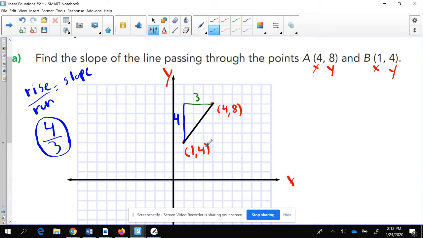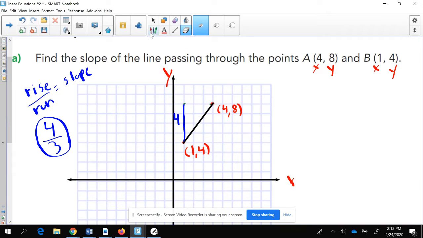How can you use these numbers here, 1 and 4 and 4 and 8, and how can you see the relationship between these numbers to get the number 4? And then how can you use those numbers to get the number 3? Now, before we do that, let's just take a look. Let's forget about the run, and let's just focus on the rise.